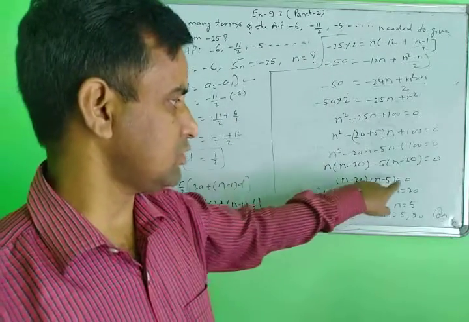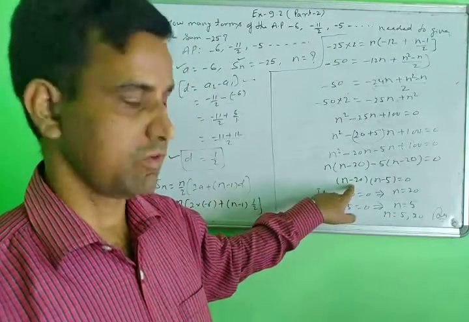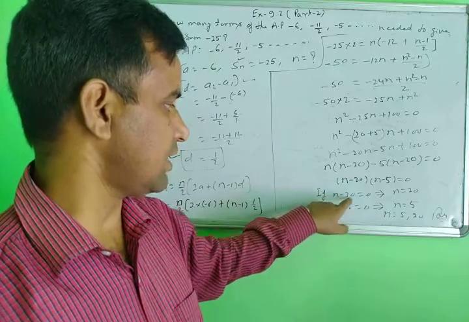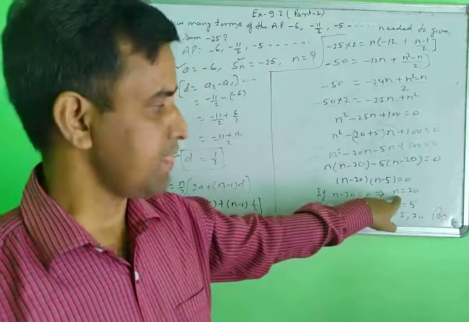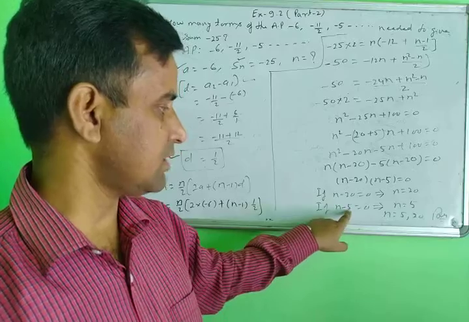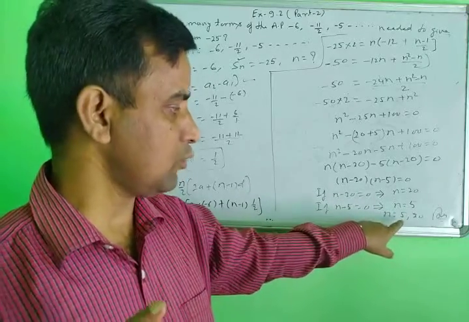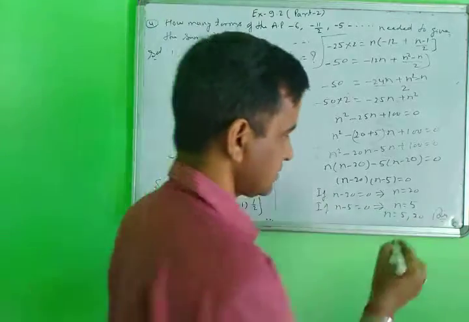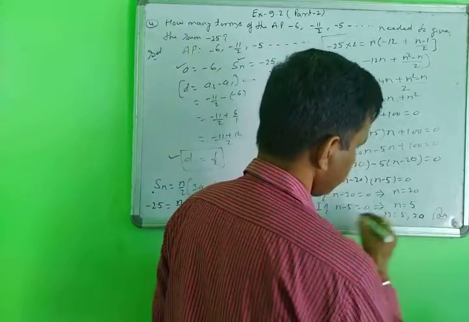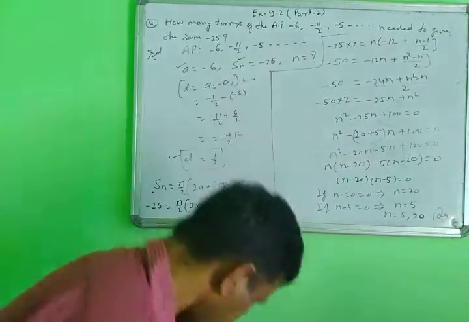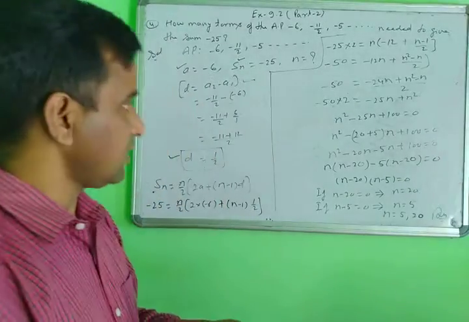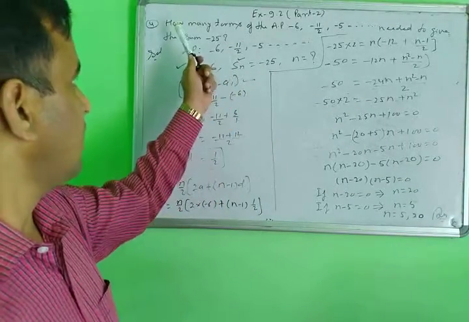Product of both the numbers is 0. If the first term is 0, n minus 20 equal to 0, then the value of n equal to 20. If the second term n minus 5 equal to 0, then n equal to 5. The values of n here are 5 and 20. This is your answer. In this way, you will solve the question.